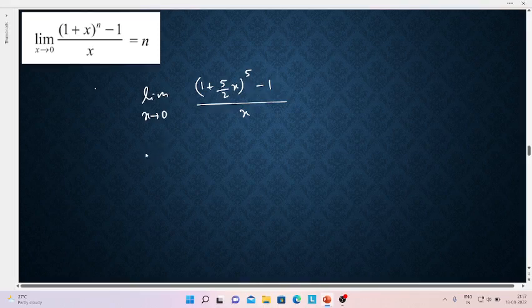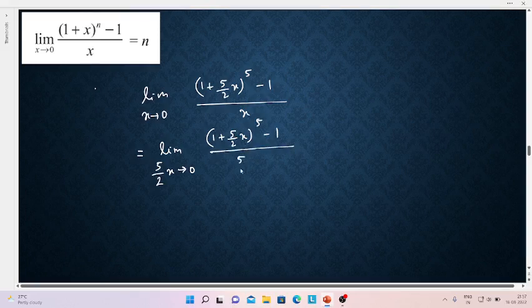But that's not correct, because we have to make that function as (1 plus x) to the power n minus 1 upon x, right? Since 5 by 2 times x is there, when x tends to 0, we can write 5 by 2 times x tending to 0, because as x equals 0, 5 by 2 times x is also equal to 0. So on the numerator we will have (1 plus 5 by 2 times x) to the power 5 minus 1, upon 5 by 2 times x, and we have to multiply this total function by 5 by 2.